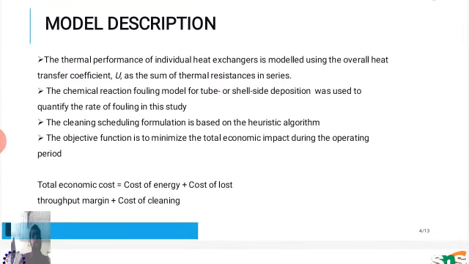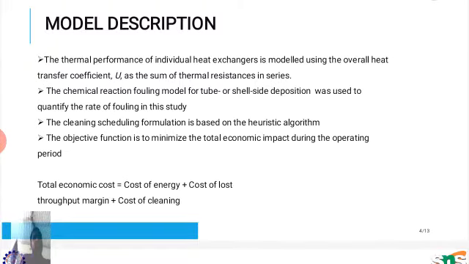Smart PM will hereafter be referred to as the simulator. Next one, model description. The thermal performance: the first one is the overall heat transfer coefficient, the second one is fouling rate, the third one is scheduling. We are going to the first one, overall heat transfer coefficient.